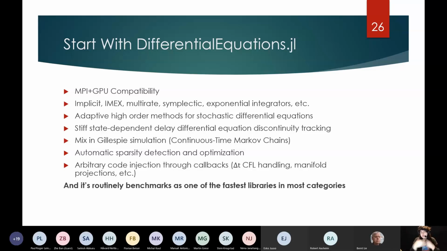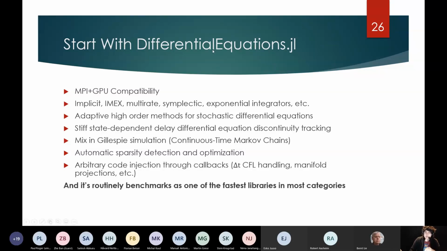So IMEX, multi rate solvers, symplectic solvers, exponential integrators. The whole list of all these different types of integrators are within this library, which I said, over 300 now. There's adaptive methods for high order stochastic differential equations, which is quite unique. Stiff state dependent delay differential equation solvers with the discontinuity tracking. So all these kind of bells and whistles. And another bell and whistle here, which I'll explain a little bit more, is automated sparsity detection and optimization.